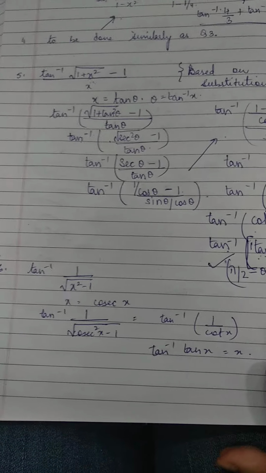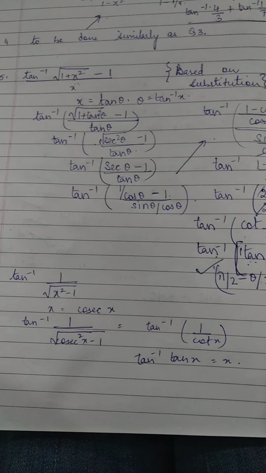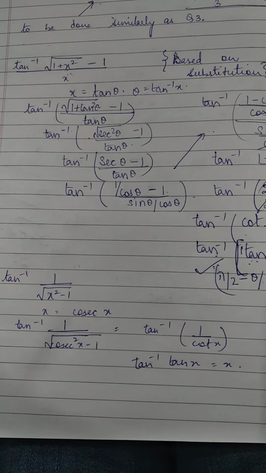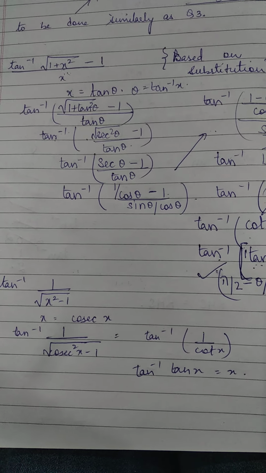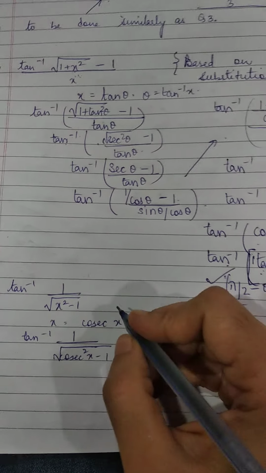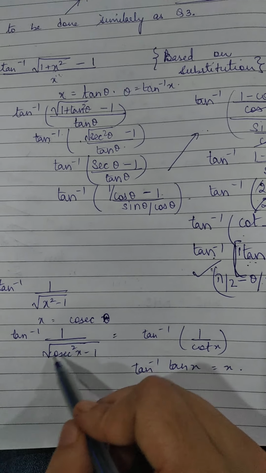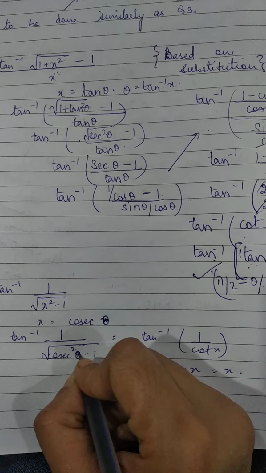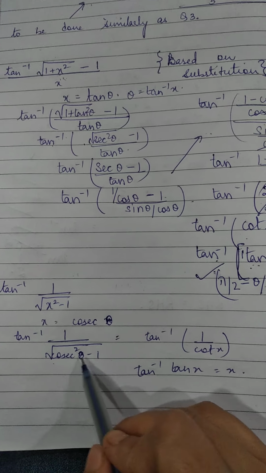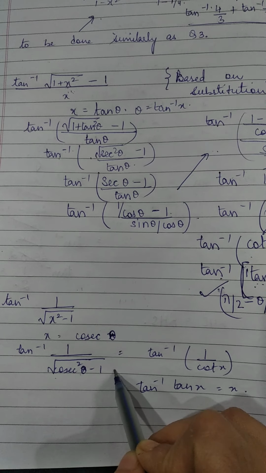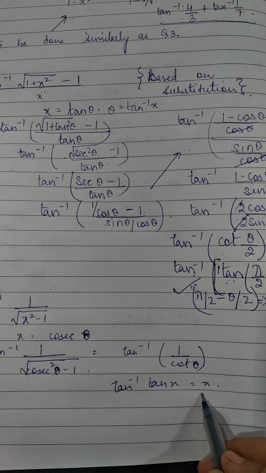Okay. Moving on to question number 6. Tan inverse 1 upon under root of x square minus 1. Right? So hypothetically I have taken x as cosecant theta. So we have tan inverse 1 upon under root of cosecant square theta minus 1. What is cosecant square theta minus 1 equal to? That is cot square theta, and under root cot square theta gives us cot theta.